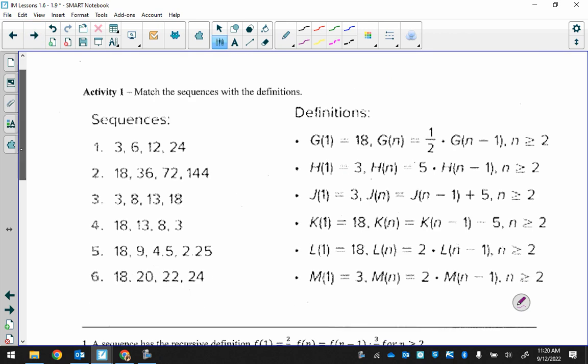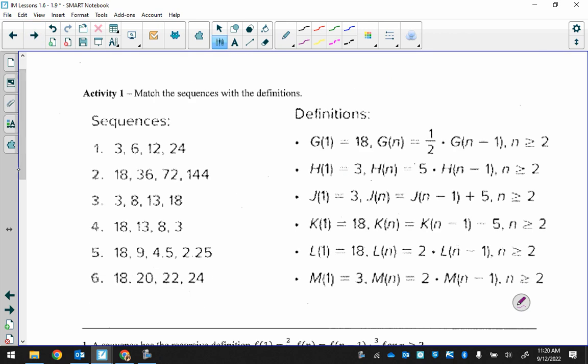All right, this is where it's better on your pages. This is where you're matching. However, there is a difference, okay? There is one sequence that will not match a definition. The one sequence that does not match a definition, you are writing a recursive rule for, okay? So it should look similar to this, okay?